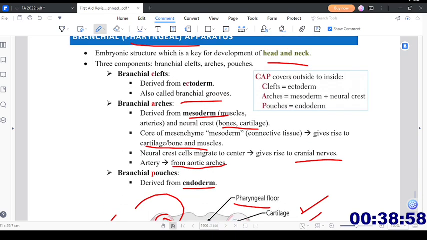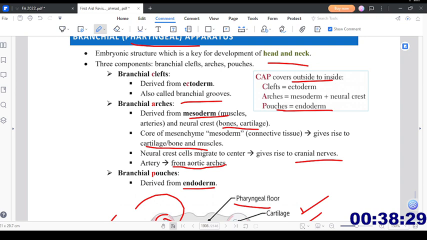The embryonic structure is the key for the development of the head and neck. The branchial apparatus has 3 components: clefts, arches, and pouches. CAP covers from outside to inside. So the cleft is ectoderm, arches come from the mesoderm plus neural crest cells, and the pouches are made by the endoderm. So that is a very important mnemonic: CAP covers from outside to inside. The most outer structure, the cleft, comes from the ectoderm. Arches come from the mesoderm plus the neural crest cells, and pouches come from the endoderm.